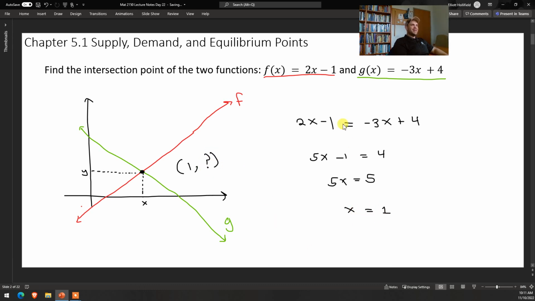Now we can take either function, it doesn't matter which one, since they're equal here, and plug it back in. We'll get this y value by computing, say, f of 1. That is 2 times 1 minus 1, or 2 minus 1, or 1. Now we know that this ordered pair is 1, comma, 1.